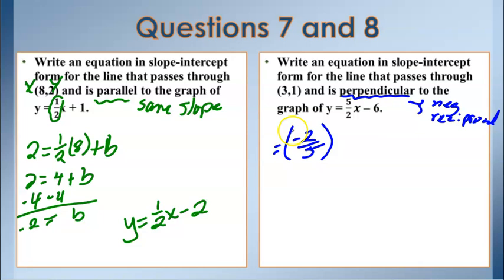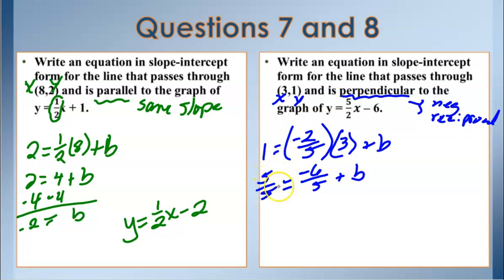So then I'd use my x and y. So here's my x and here's my y. So I have 1 equals negative 2/5 times my x term, which is 3, plus b, because I need to find my y-intercept. So I have negative 2/5 times 3, which is negative 6/5, plus b. And this is going to equal 1, but since I have fractions, I want to rewrite 1 so that they have a denominator of 5. So I would have to multiply that by 5/5, which, 5 divided by 5 is 1. So those two numbers are equivalent.